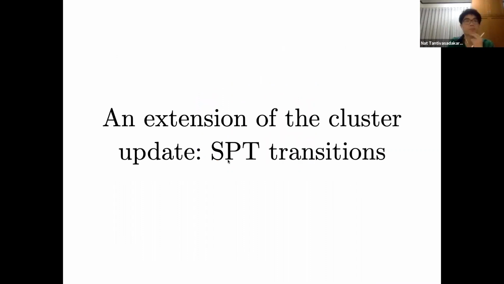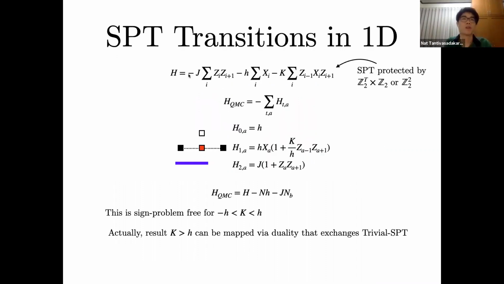So for example, from this Ising model, you can consider adding an SPT Hamiltonian. For example, in 1D, you can add this cluster state Hamiltonian. And it turns out that you can do a similar update as long as K is between -h and h.